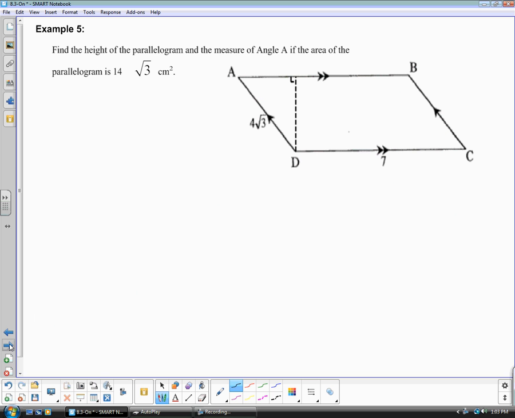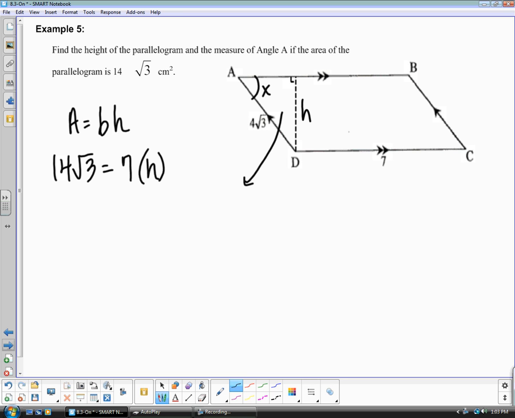Example number 5. Find the height of a parallelogram and measure the angle A if the area of the parallelogram is 14 square root of 3 centimeters squared. Now if we recall, the area of a parallelogram is just base times height. It's the same as a rectangle, same as the square. Let's fill in what we know. We know the area is 14 square root of 3. We don't know our base. Actually, we do know our base. Our base is 7. And we don't know our height.